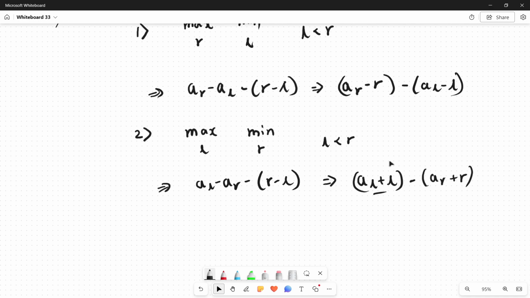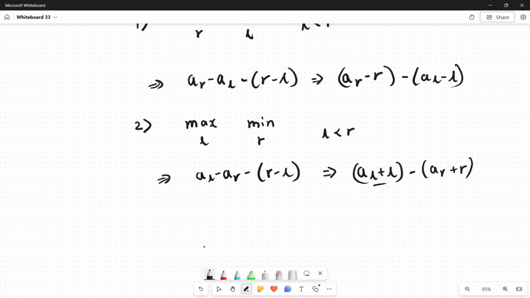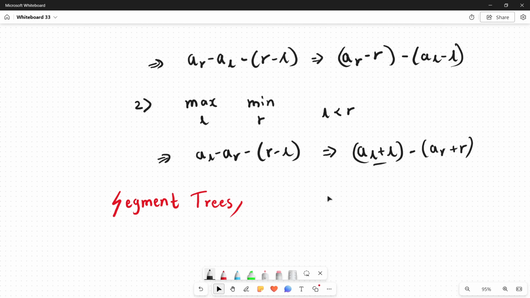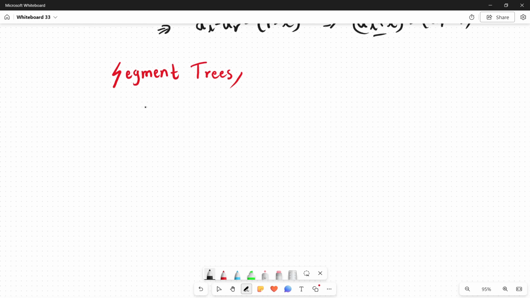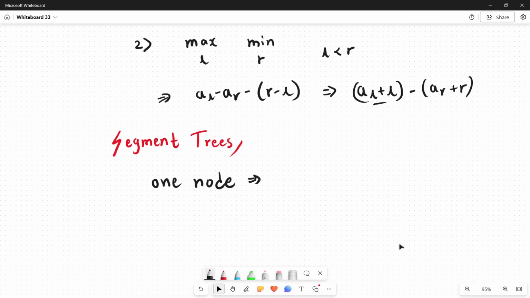So what I can notice is that this question can be solved using segment trees. I'll explain why. So what can you store in one node of the segment tree, or you can say one index of the segment tree, as we generally refer to segment trees as arrays? So let's refer to it as a node.